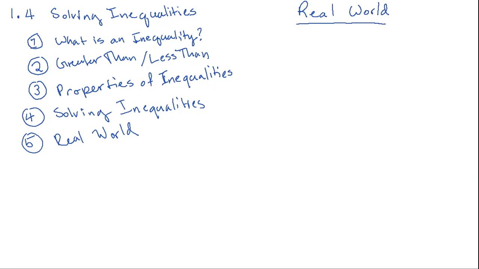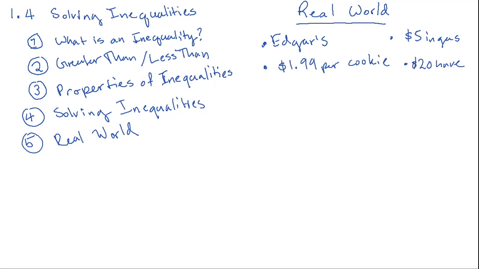All right, we're going to talk about a real world example. Let's say that you are going to Edgar's Bakery and you want to buy some cookies, and you know that the cookies are $1.99 per cookie. Now, let's say it costs you $5 in gas and you got a $20 bill in your pocket. Question is this: first of all, can you create an inequality that explains the situation? And secondly, can we solve for the greatest amount of cookies that we can get?